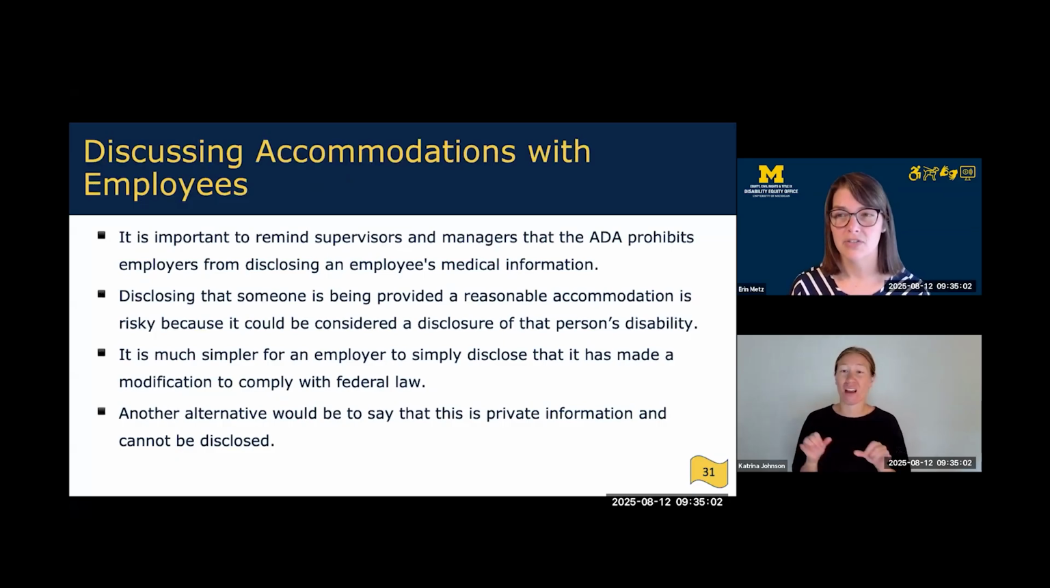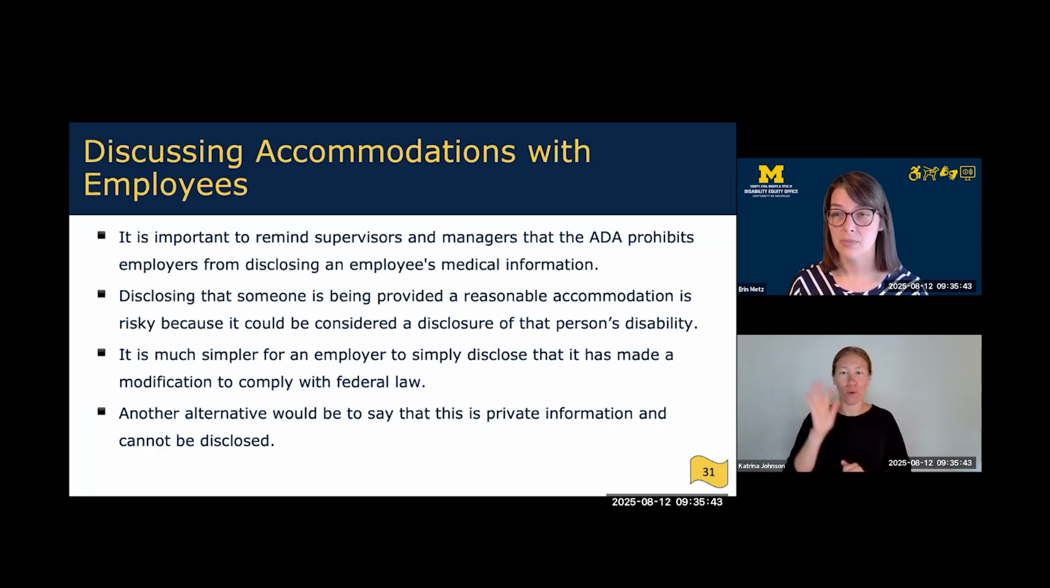A common question we receive concerns how to discuss accommodations with employees in the workplace. It's important to remind supervisors and managers that under the ADA, an employee's medical information must remain private. And this privacy extends to the fact that someone is receiving an accommodation, as this could reveal information about their disability. When addressing questions from colleagues about workplace modifications, supervisors should avoid disclosing any details related to the individual's medical status or specific accommodations. A best practice is for the supervisor to simply state that a modification has been made to comply with federal law.